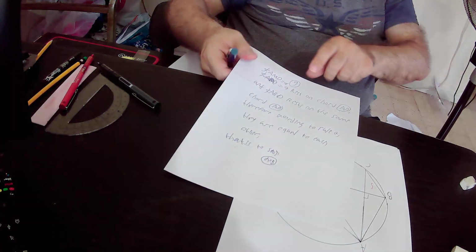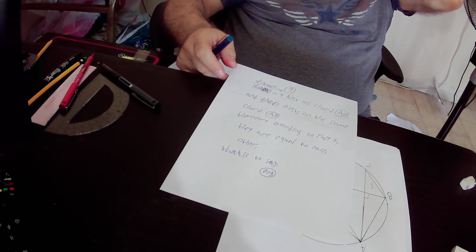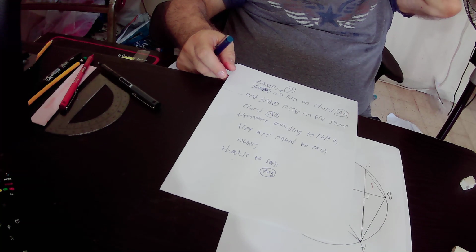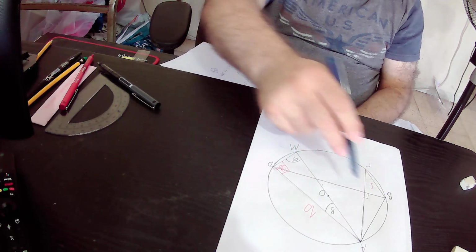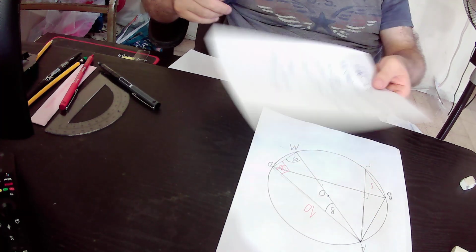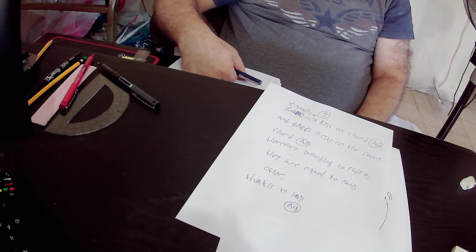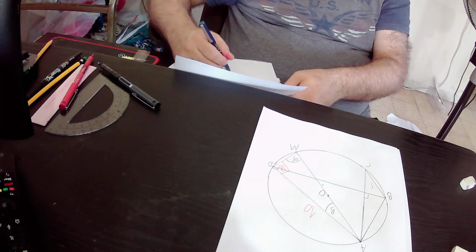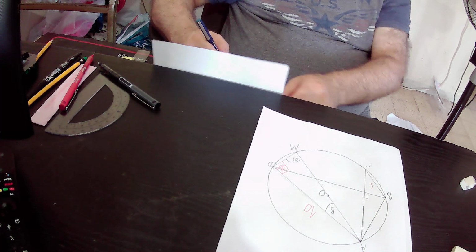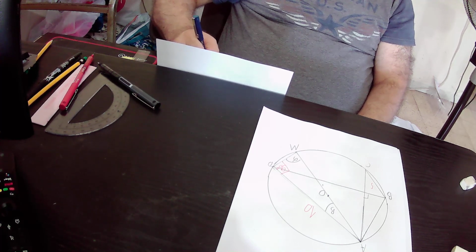And angle ABD rests on the same chord AD. Therefore, according to rule number 2, they are equal to each other. That is to say, angle ABD equals alpha.